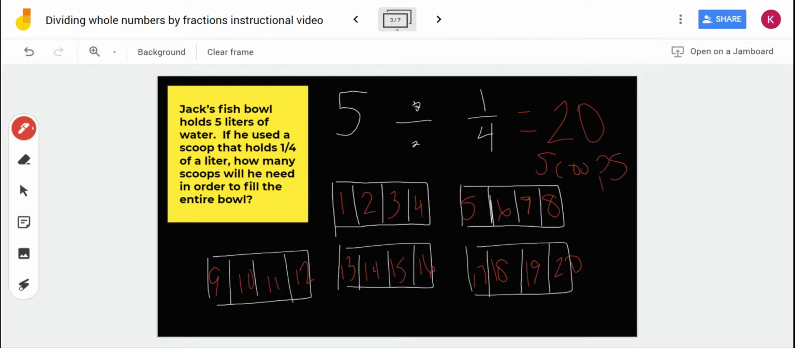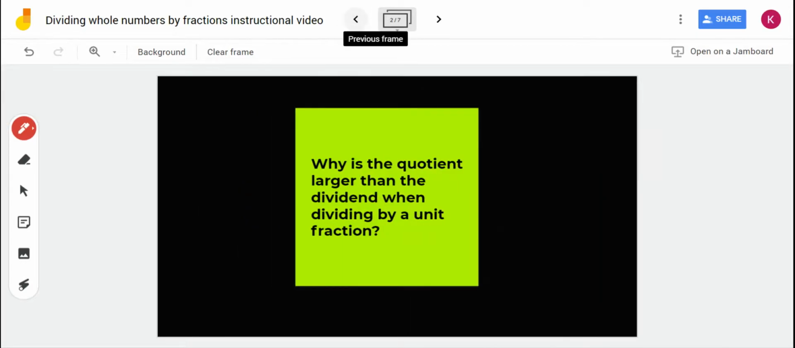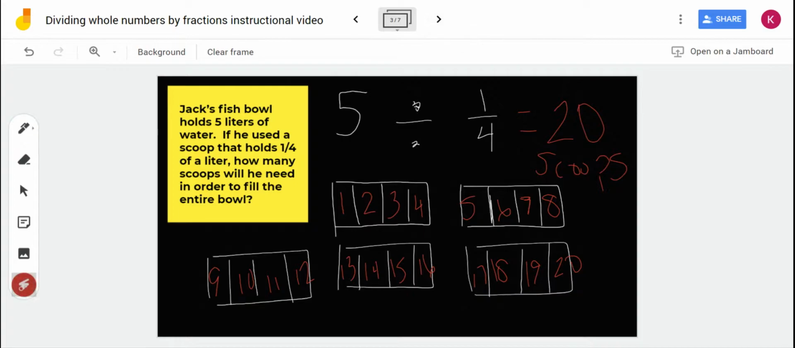So go back to that question. Why is our quotient, or our answer of 20, larger than the dividend, or 5? The unit fraction is this. Whenever a numerator is 1 in a fraction, it's called a unit fraction. So this is our dividend, this is our divisor, and this is our quotient. So why is our quotient of 20 larger than 5 after we divided?